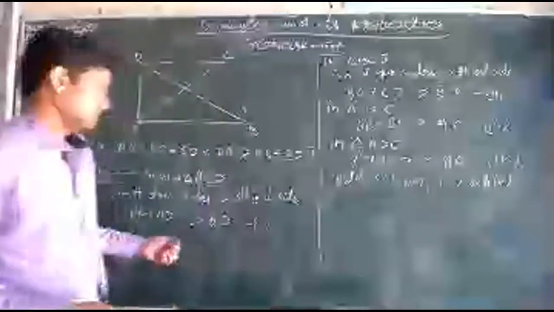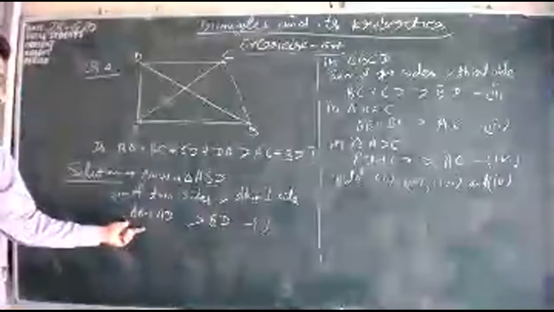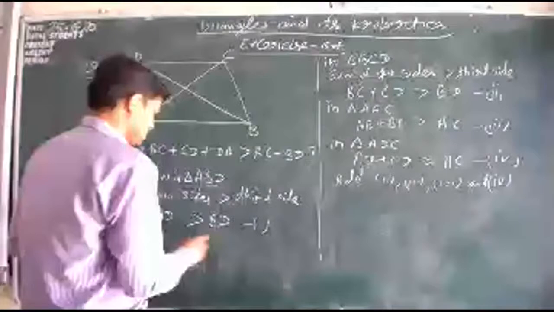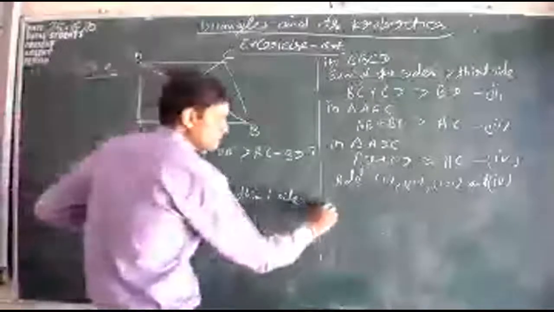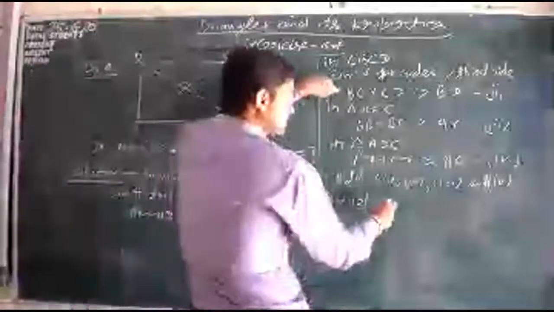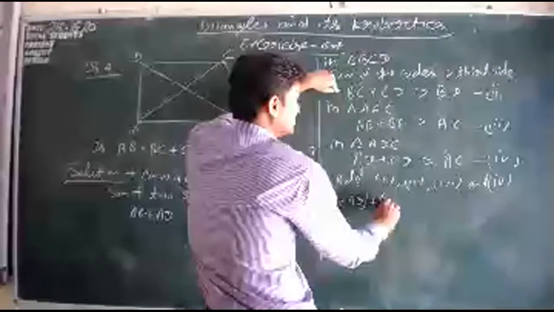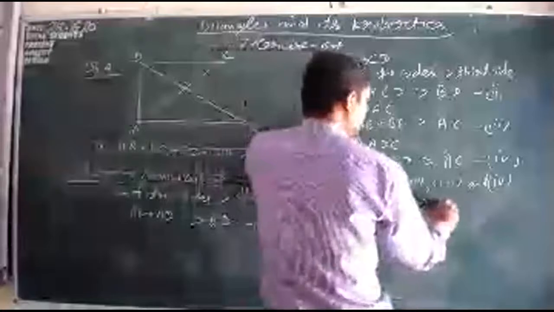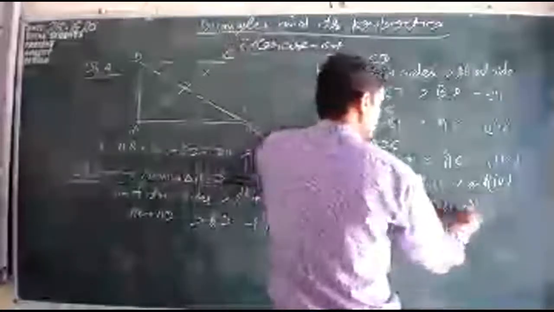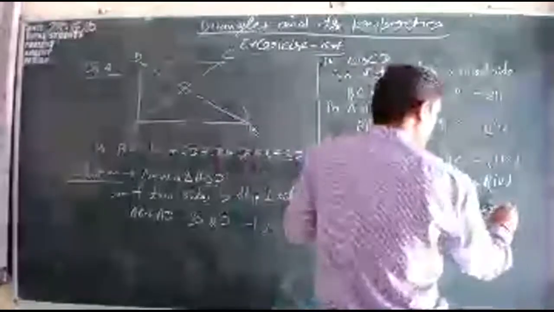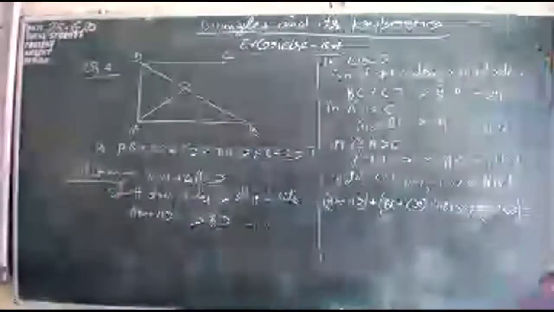Next, add these inequalities. It means the LHS should be added with LHS and RHS with RHS. So the first inequality has AB plus AD on the LHS. The second inequality has BC plus CD on the LHS. Next, the third has AB plus BC. Next, the fourth has AD plus CD. Clear? Next, the sum of the RHS.